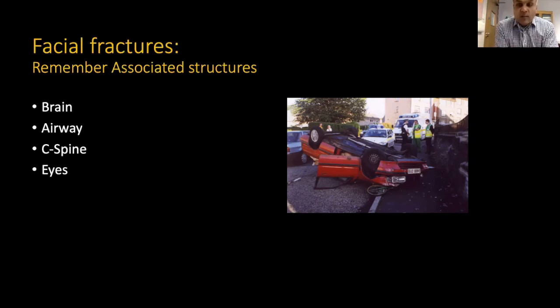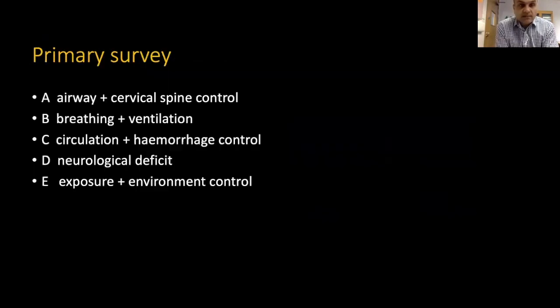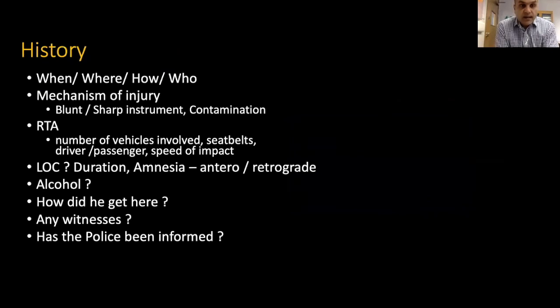And it's very common, sometimes that is missed, and then the patient needs further imaging. We've already covered this. History is really interesting. When, where, how, who did it? Mechanism of injury, point of contact in the face, loss of consciousness, retrograde and antegrade amnesia, alcohol.